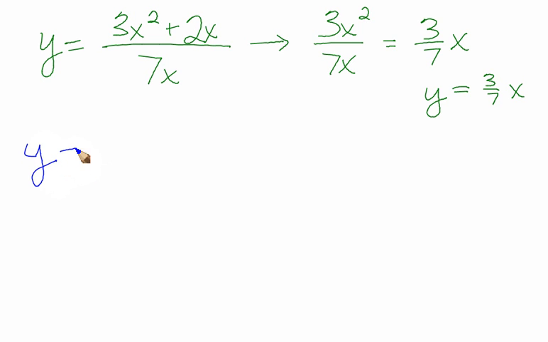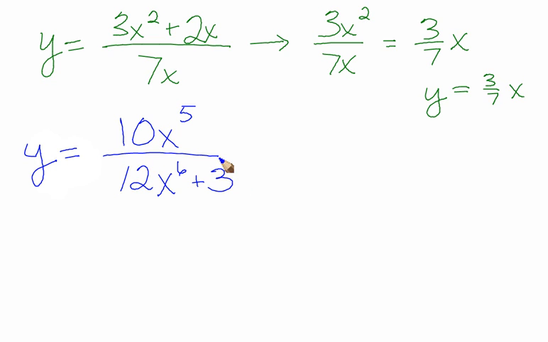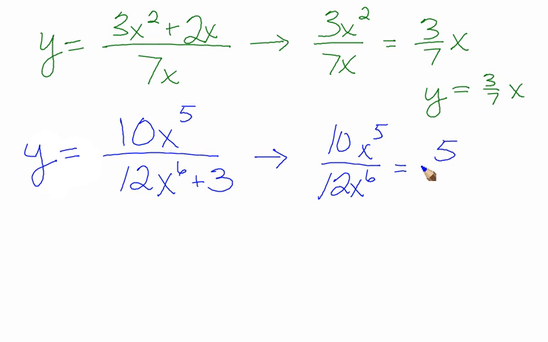Blue. Y equals, let's say we have 10x to the 5th, and on the bottom we maybe have 12x to the 6th plus 3. Okay, when we take a limit here, we have 10x to the 5th over 12x to the 6th, because we just look at the terms that have the highest power of x. We'll reduce this and get 5 over 6x. And notice we have x's in the denominator.